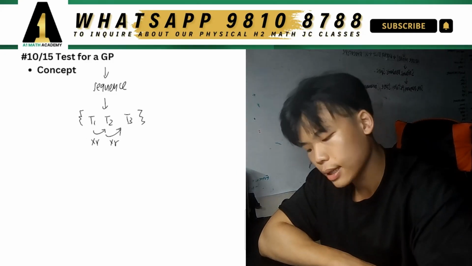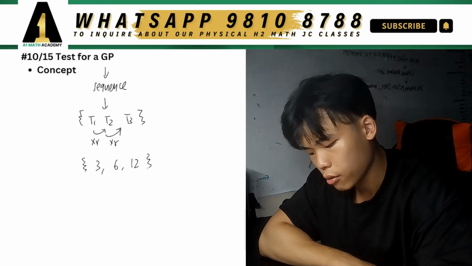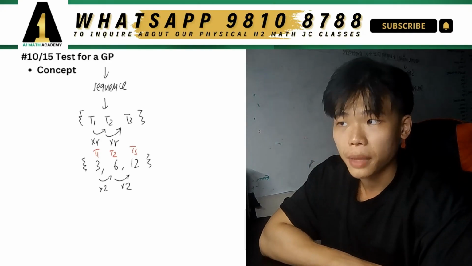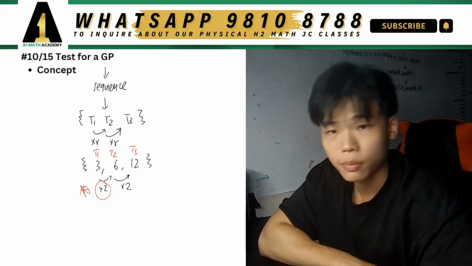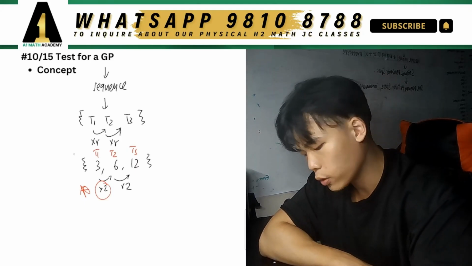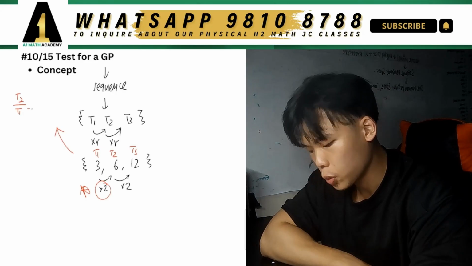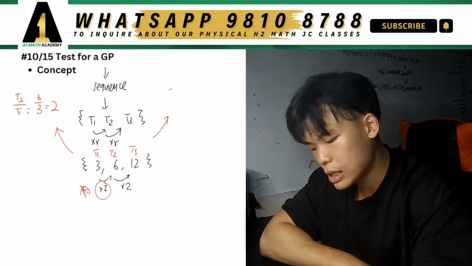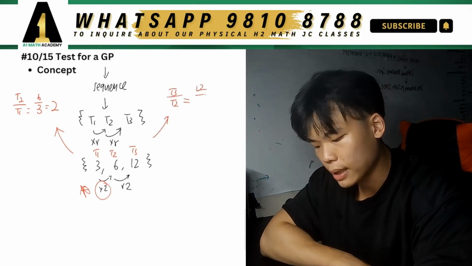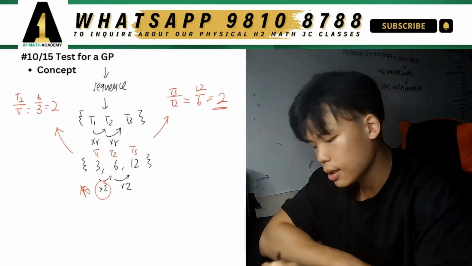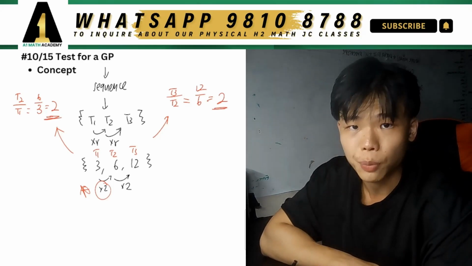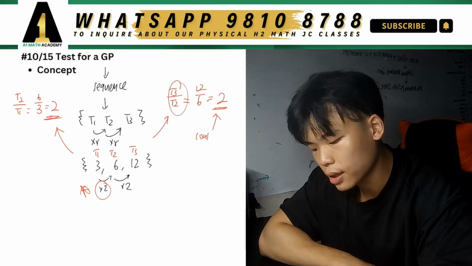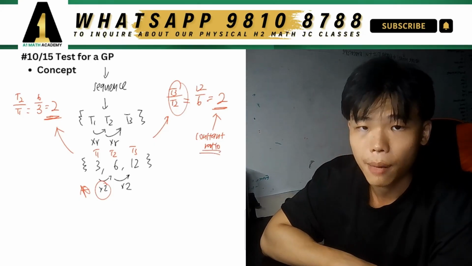So for instance, let's say I have 3, 6, 12. Here it is times 2, times 2. T1, T2, T3. So what makes a GP uniquely a GP is there is a constant ratio between each term. If we take T2 divided by T1, we will get 6 divided by 3, which is essentially 2. And if we take T3 divided by T2, we will get 12 divided by 6, which is essentially 2. So we see that what makes a GP uniquely a GP is that when we take two consecutive terms and divide them, we will always get the constant ratio, or you can call it the constant multiple. But we're just going to call it ratio.